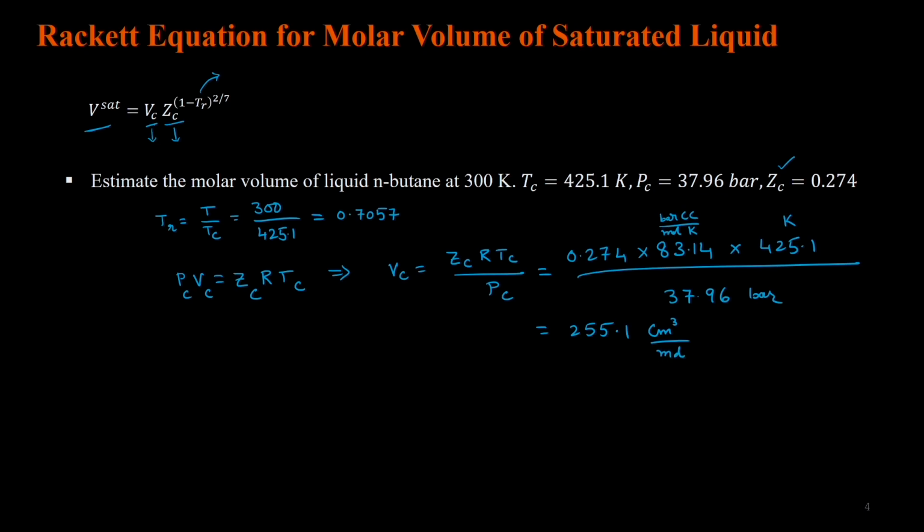What I'm interested in is then Vsat, the saturated liquid volume at 300 Kelvin, whatever pressure that saturation occurs at, right? If I want that, then all I need to do is plug in the numbers I now have readily available, Vc times Zc, 0.274, to the power of (1 minus 0.7057) to the power 2 over 7. And if I simplify this, the number I will get is 102.4 cubic centimeters per mole.